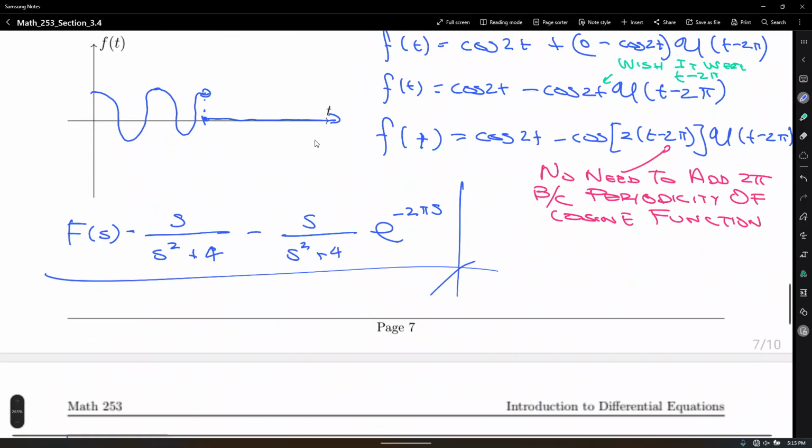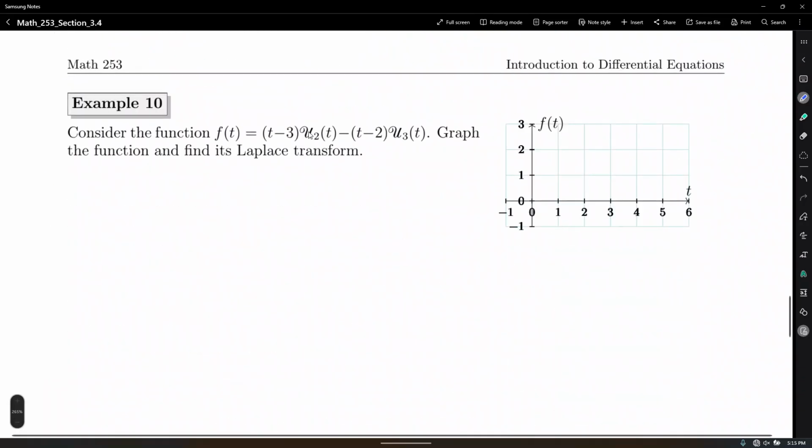Okay, guys, let's have a look at one more example. Let's consider the function f of t equals t minus 3 u sub 2 of t, which is the same as saying u of t minus 2 minus t minus 2 u sub t minus 3. Here we have a little problem with this Heaviside function, because do you see the translation at 2? But we have a shifting of negative 3, which does not coincide here.